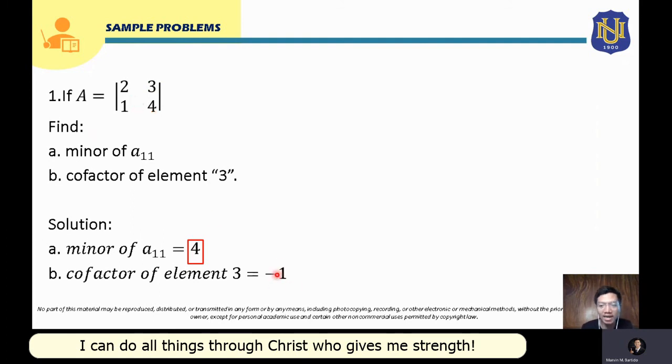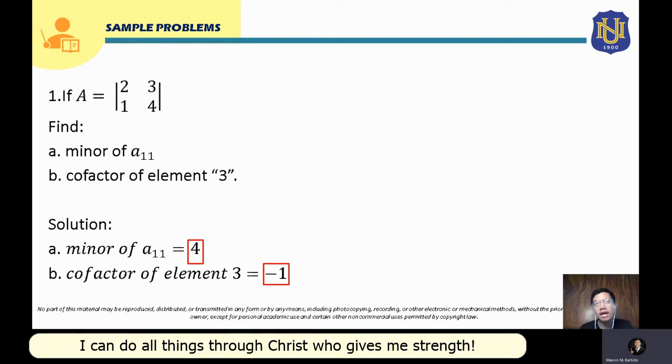So it will just be multiplied to our sign convention for a 2 by 2 matrix. Our sign convention for a 2 by 2 matrix is positive, negative, and then negative, positive. So in this case, the sign for the element that we are solving is negative, positive, negative. So this will be multiplied by negative. So this will now be the cofactor of element 3.